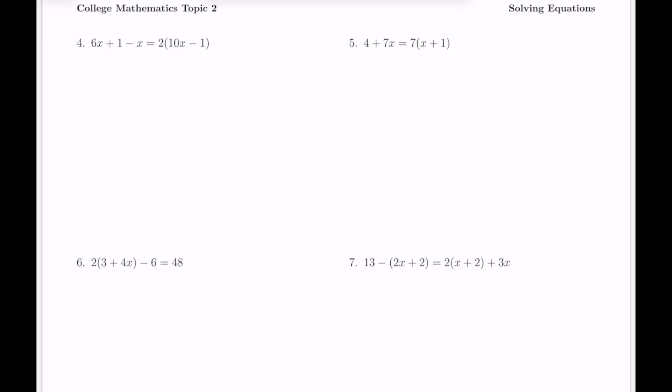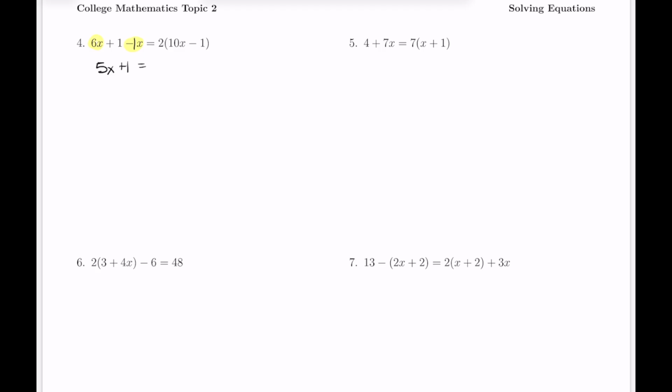So on this left side, I'm going to note the fact that I do have a 6x and a negative x. Those are like terms, and they will combine together. So 6x and minus 1x. I know it just says negative x, but that's a negative 1x. So that will become 5x. And I'll go ahead and write my 1 there.